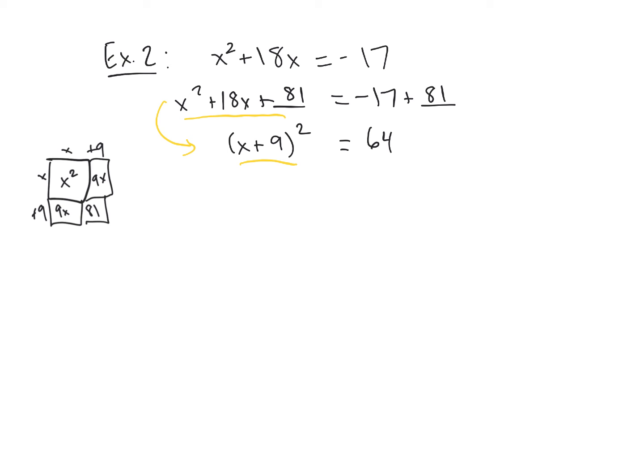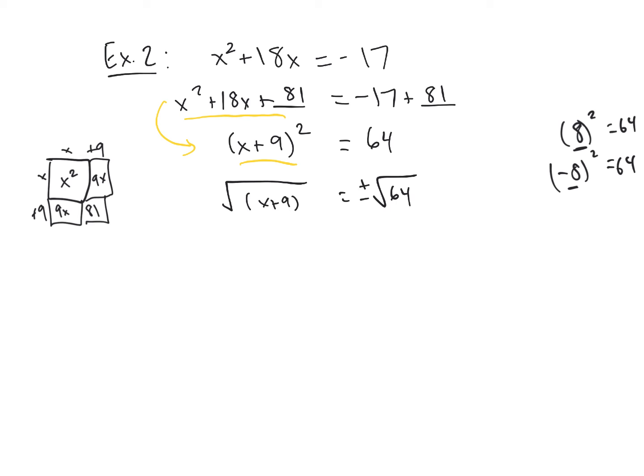Now that I have x plus 9 squared, I can go ahead and take a square root of both sides. And again, both 8 squared and negative 8 squared is equal to 64. So I'm going to know that x plus 9 part on the inside could either be 8 or it could be negative 8, right? So by taking a square root of both sides, I have to put a plus or minus on the number here. Square and square root are inverses, so I'm just left with x plus 9 equals either positive or negative 8.